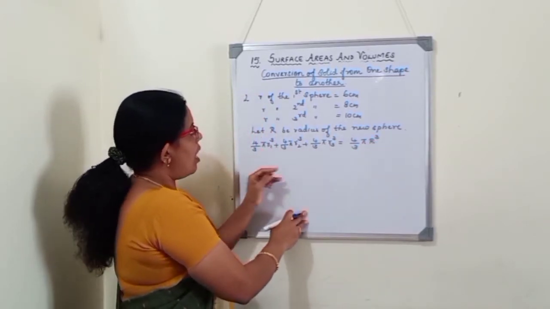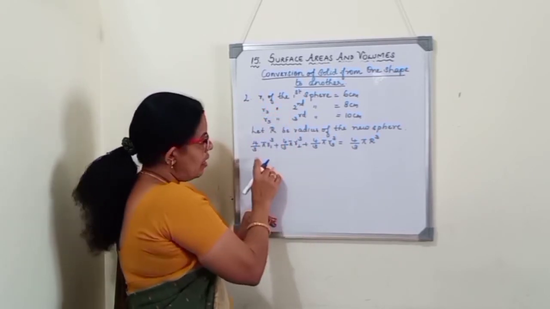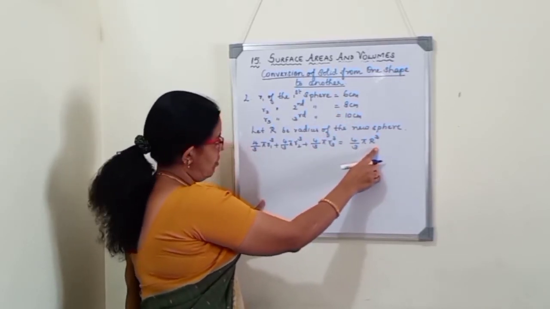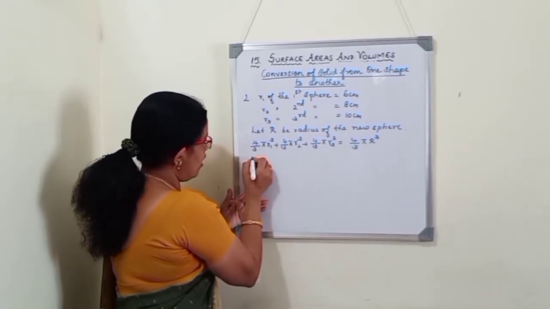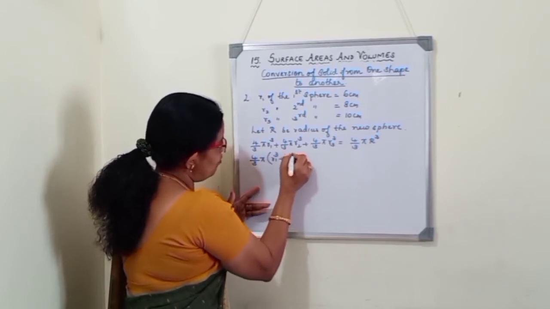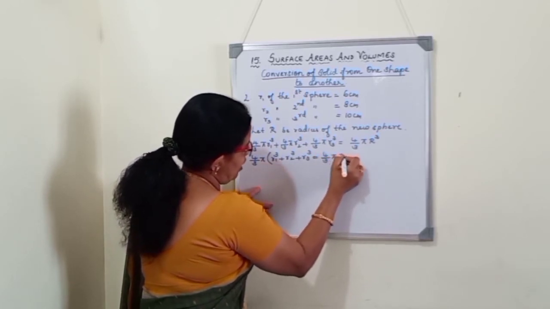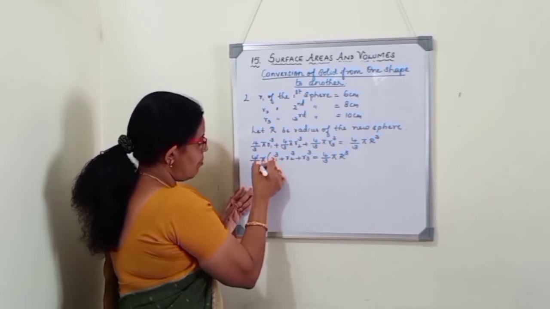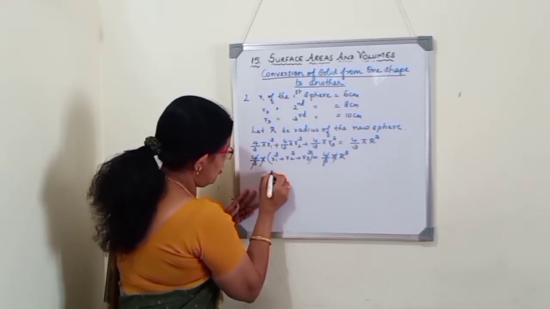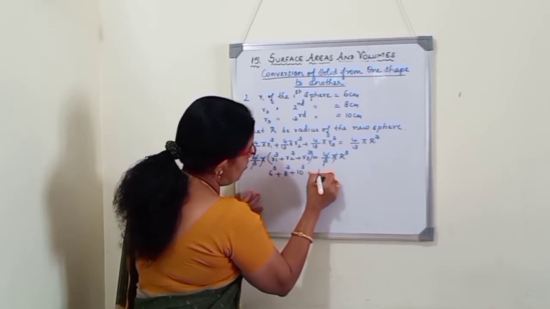R1, R2, R3 are the radii of the first, second and third sphere. Then the sum of the volumes of all the 3 spheres will be equal to the volume of the new sphere. In all these we can take 4 by 3 pi common. So R1 cube plus R2 cube plus R3 cube is equal to 4 by 3 pi capital R cube. As 4 by 3 pi is common on both sides, we can cancel it. The remaining is r1 cube, where r1 is 6. So 6 cube plus 8 cube plus 10 cube is equal to capital R cube.